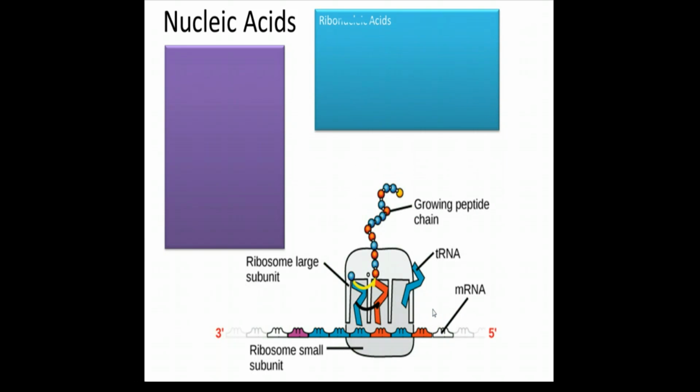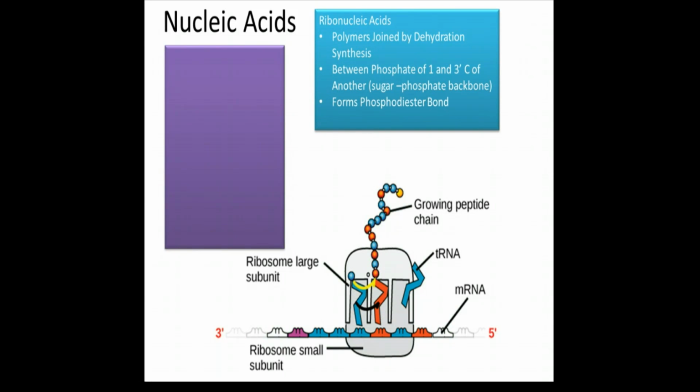Ribonucleic acid, on the other hand, is very similar to DNA, with just a difference in the 5-carbon sugar and the difference in the 1 nitrogen base. You still have polymers formed by dehydration synthesis. It's still joined between the phosphate of 1 nucleotide and the 3' carbon of another nucleotide. And even though it's single-stranded, it can still fold over on itself like in tRNA or ribosomal RNA.